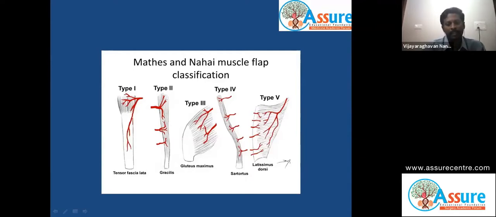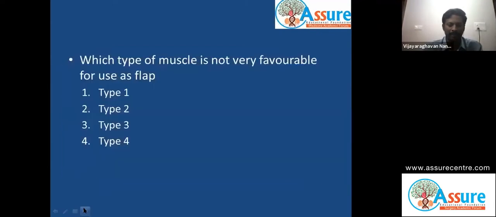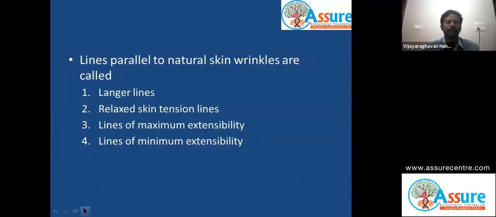So this is the applied aspect which should be known to the plastic surgery aspirant. In addition to the facts, they should also know this extra applied part. That's how we will be dealing with the same topic in a plastic surgical aspect in a different way. Now I'll come to the next point. I think this should be known to everyone. Lines parallel to the natural skin wrinkles are called Langer's lines, relaxed skin tension lines, lines of maximum extensibility, lines of minimum extensibility.